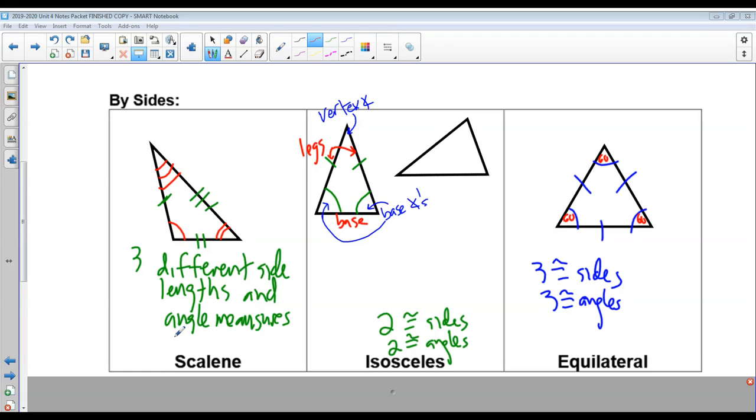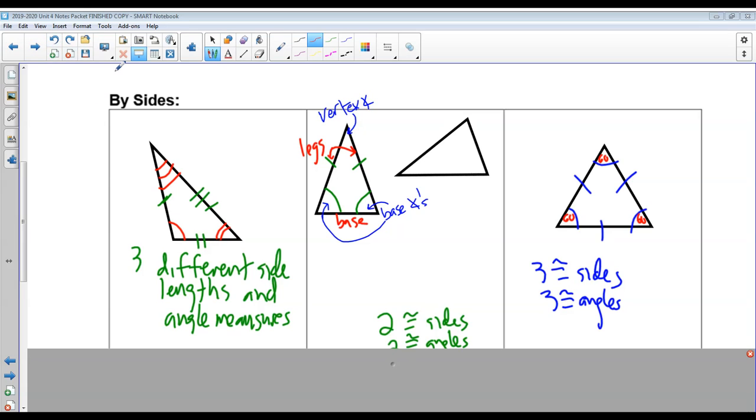So scalene triangle, you can see 3 different side lengths and 3 different angle measures. And we haven't talked a ton about this lately, but these 1, 2, 3 slash symbols signify that those are all different side lengths. And same thing with the arcs on the angles. The 1 arc versus the 2 arcs versus the 3 arcs means those are all different angle measures.